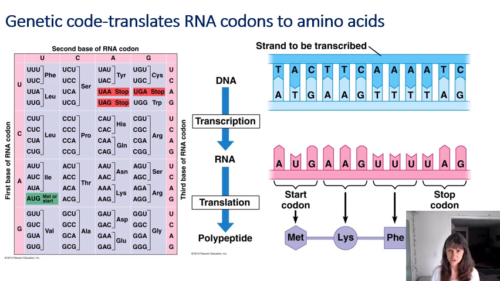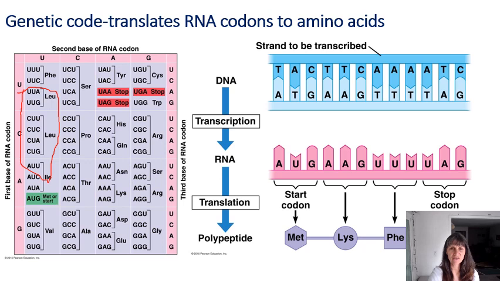RNA codons represent amino acids. There are 20 different amino acids, but there are different combinations of codons that might represent amino acids. For instance, if we look at the chart on the left, you'll see that there are 6 different codons that can encode for the amino acid leucine.